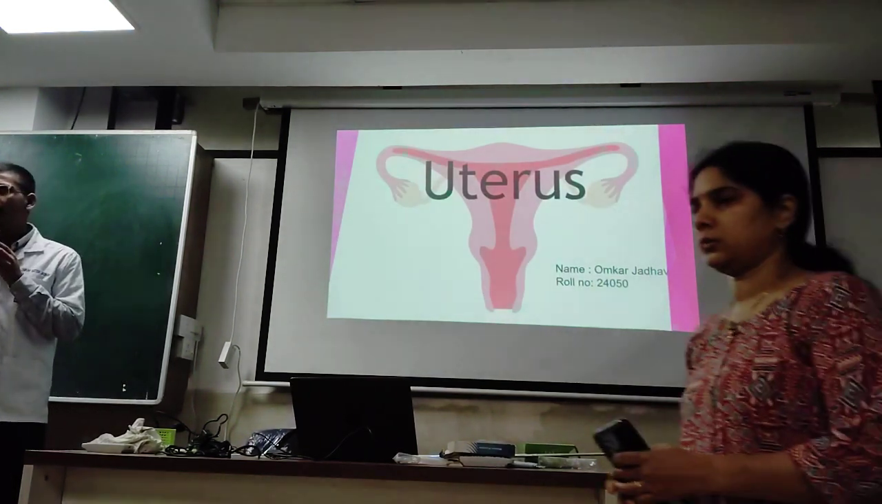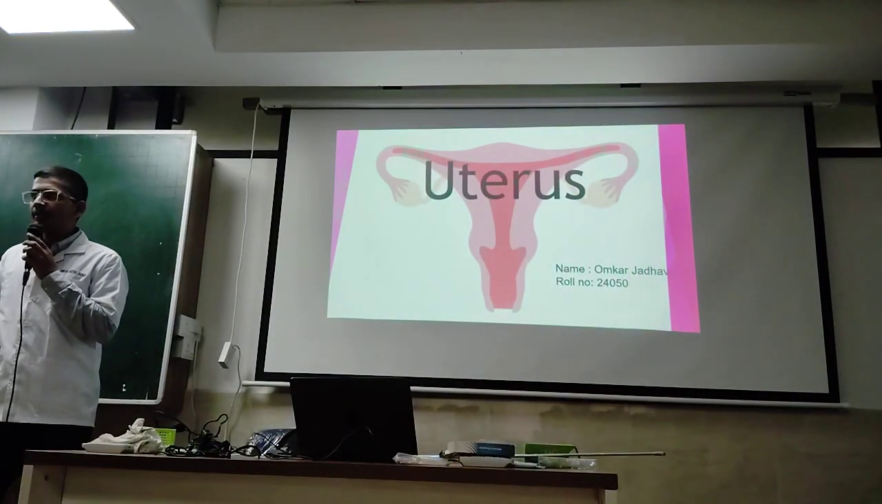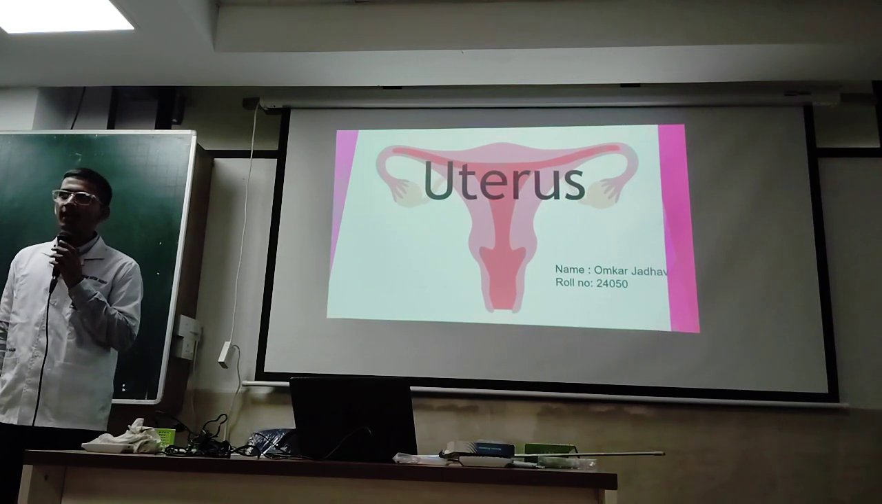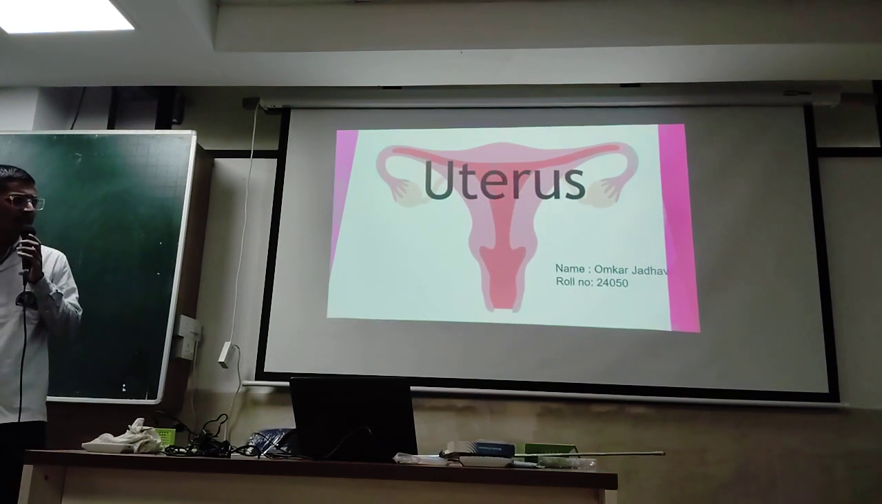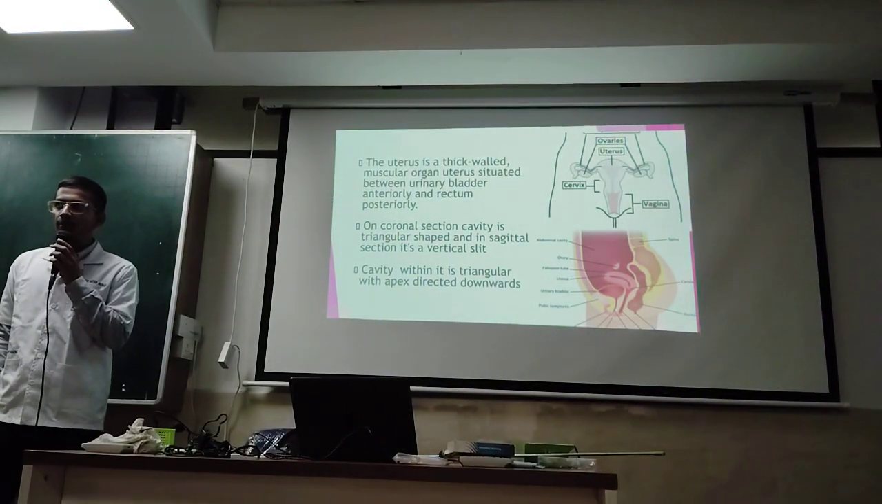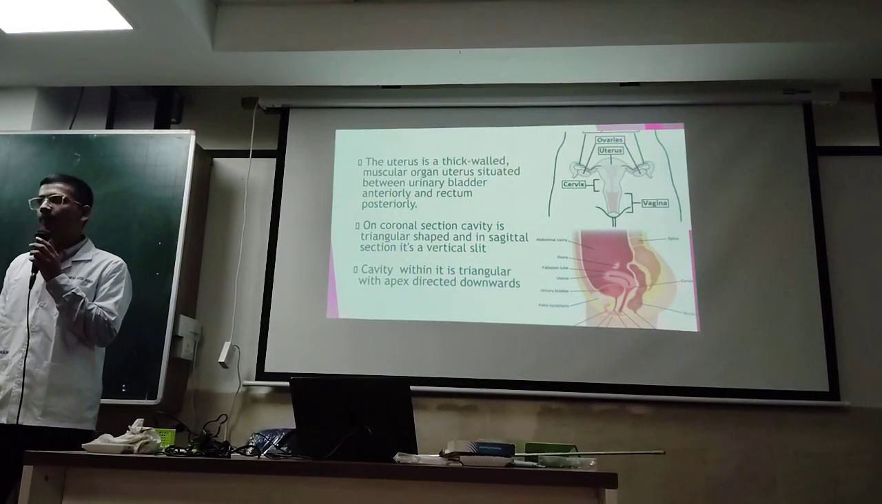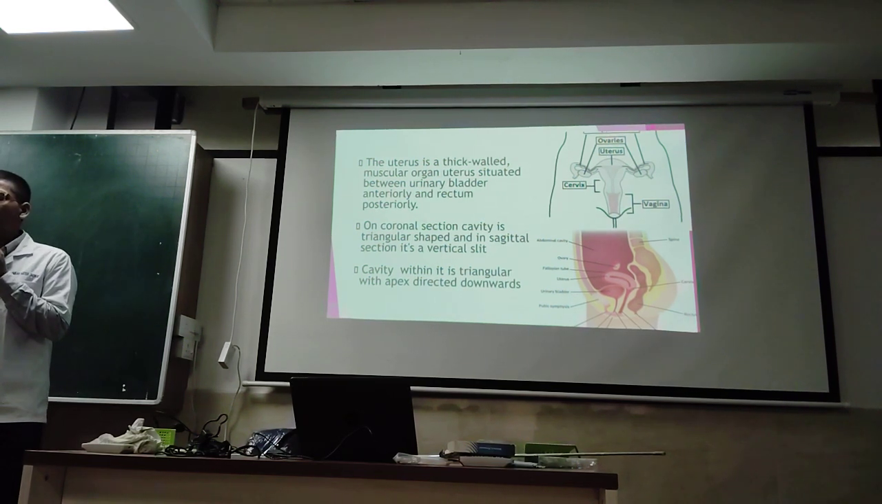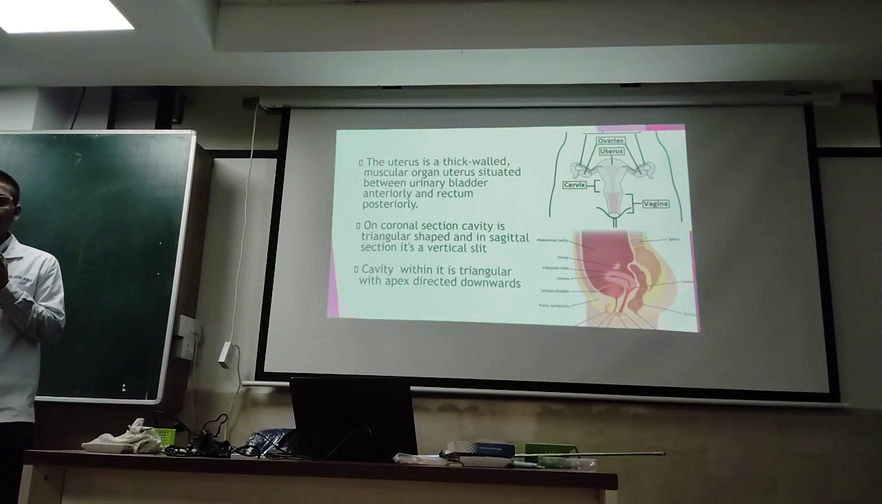Now, to diagnose this case, we need to study the uterus in detail. So, here I am, Master Yadav Omkar, roll number 50, starting with the basics of the uterus. When we look at the uterus, it is a thick muscular organ located in the pelvis. Towards its anterior side lies the urinary bladder, and towards the posterior lies the rectum.